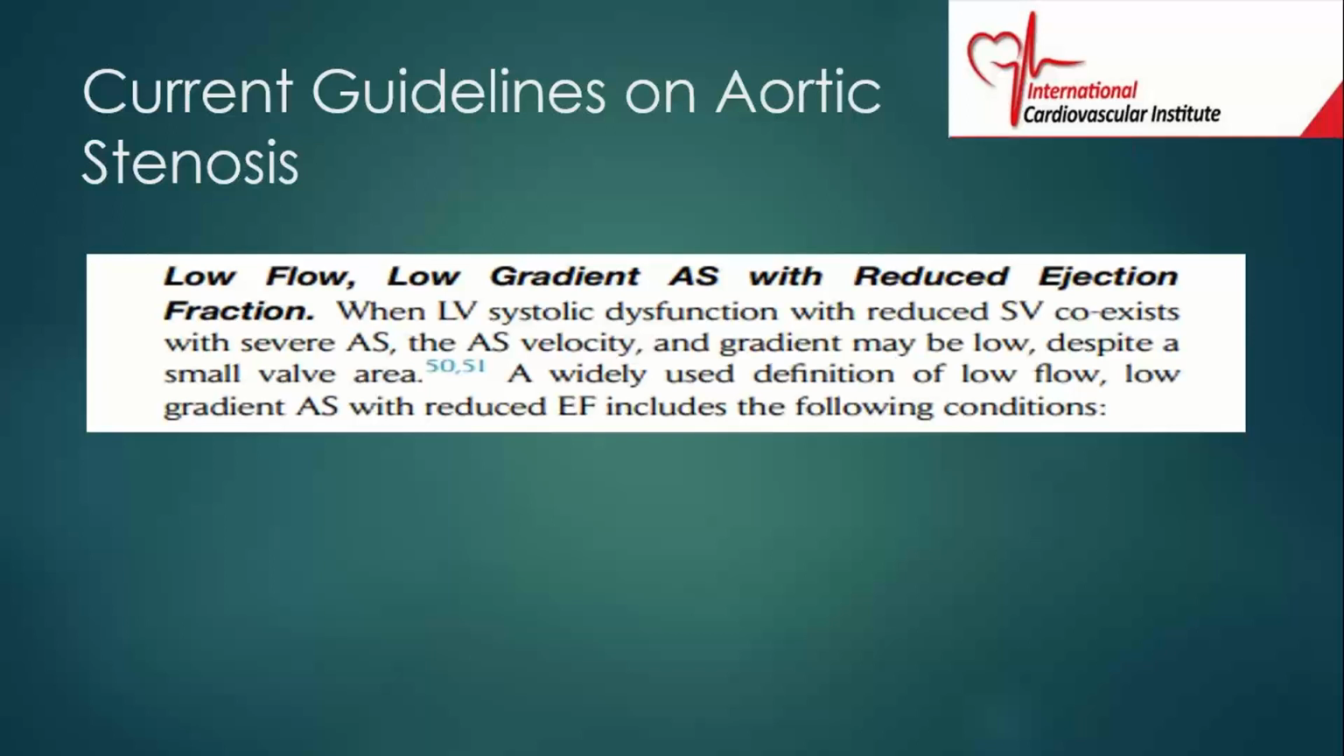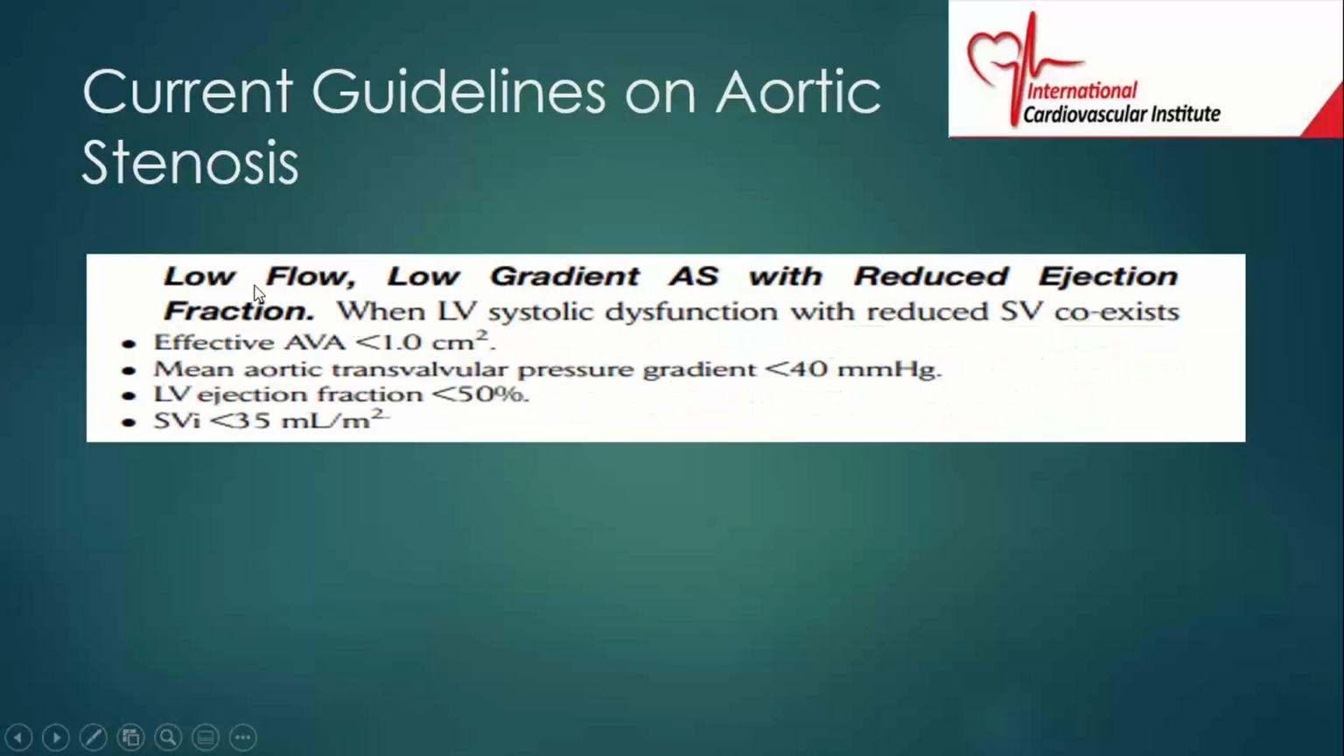However, the important thing is, if the continuity equation is showing you that the aortic valve area is less than 1 centimeter squared, but the velocity and the gradient is not supporting that, and the patient has a reduced ejection fraction, then this is a distinct entity. There's a definition for it: low flow, low gradient AS with reduced ejection fraction. That is when we do the continuity equation and we look at the aortic valve area, it's less than 1 centimeter squared. That in itself is telling us that the aortic stenosis is severe.